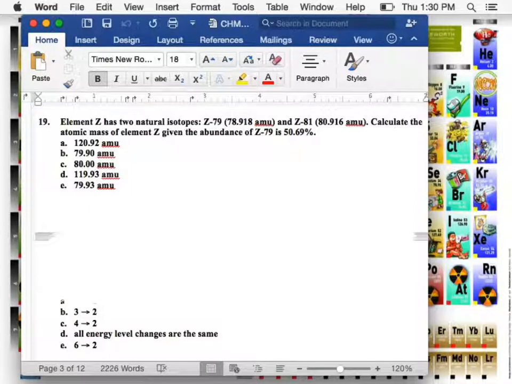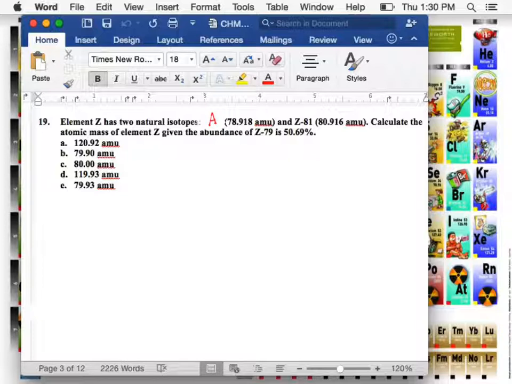So element Z has 2 natural isotopes. Z79 with a bunch of numbers for our mass, Z78 with a bunch of numbers for our mass. Calculate the atomic mass of element Z given the abundance of Z79 is 50.69. Okay. Right out of the gate on this, there's so many numbers that are very similar, letters showing up all the way. In that case, what I personally would do is try to simplify it and stop referring to them by their full names.